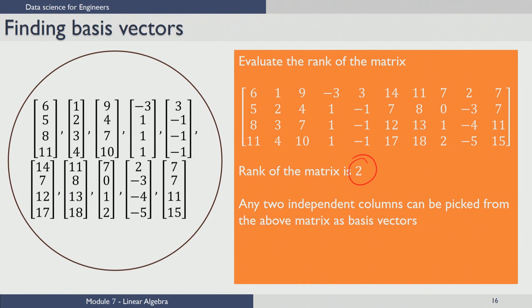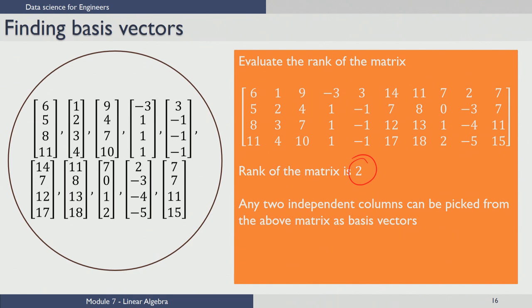If it is 1, then I have only one basis vector. If there are 2, there are 2 basis vectors, 3, there are 3 basis vectors and so on. In this case, since the rank of the matrix turns out to be 2, there are only 2 column vectors that I need to represent every column in this matrix. So, the basis set has size 2 is something that we have determined. The next question is, okay, the basis set is size 2, what are the actual vectors?